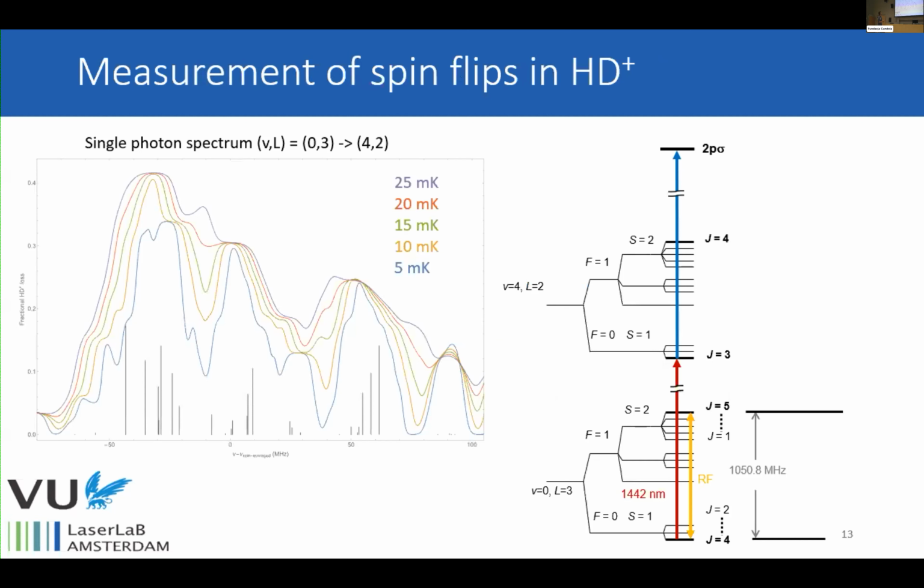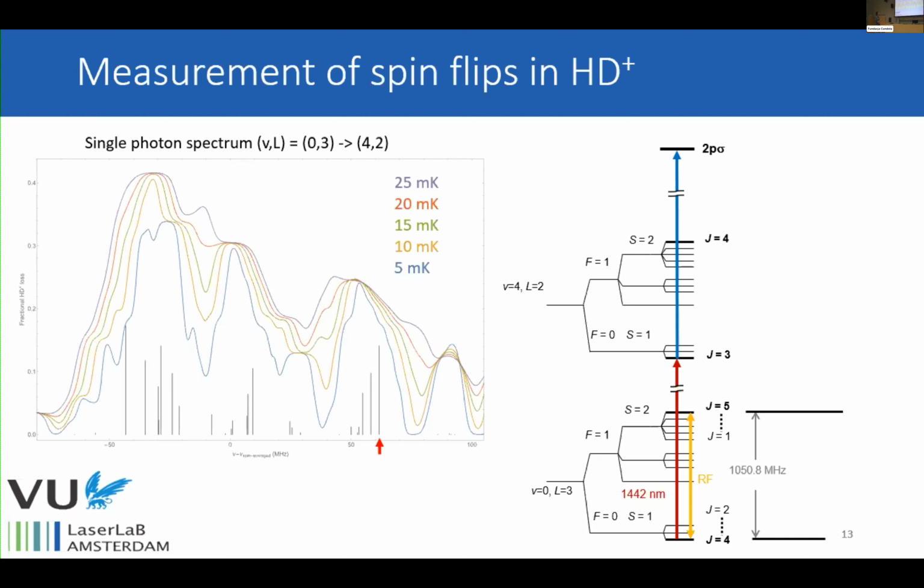So this is a single photon spectrum, which was a model made by Jeroen and Sojana Matthias. And here you can see the single photon spectrum for a dissociation time of 7 seconds for a number of different temperatures. You can see that it's Doppler broadened. We expect to be at around 15 millikelvins, judging from IR spectroscopy that we did. And you can see that for this transition, it corresponds to this frequency in the spectrum.